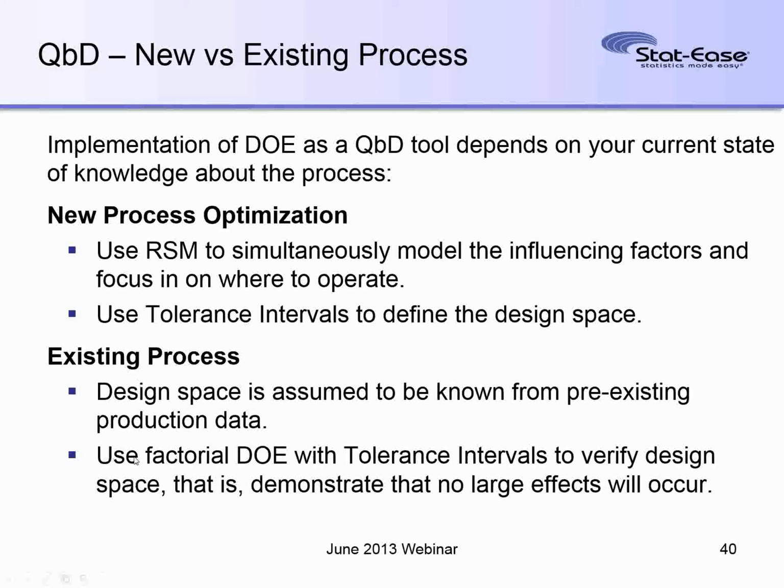In this case, we can back off and do a factorial DOE with tolerance interval limits to verify the design space and demonstrate that there are no large effects. Even if there are some effects related to the input factors over the range tested, they should be small enough that they don't violate the tolerance interval limits on the specifications.